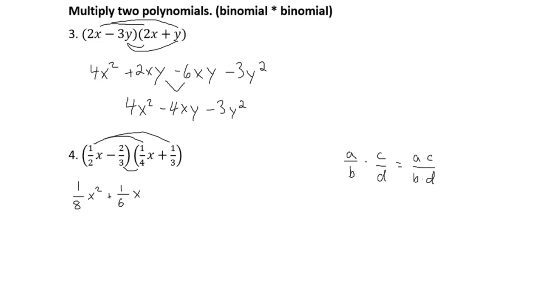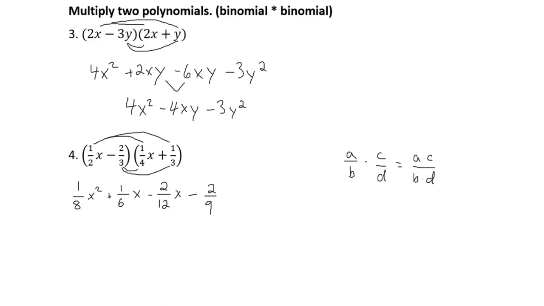Now let's do the bottom. Multiply that last term by the first and last term in the second binomial. Negative times positive is negative. 2 over 12, because that's 1 times 2 and 3 times 4. And then negative times positive is negative. 2 times 1 is 2, and 3 times 3 is 9.